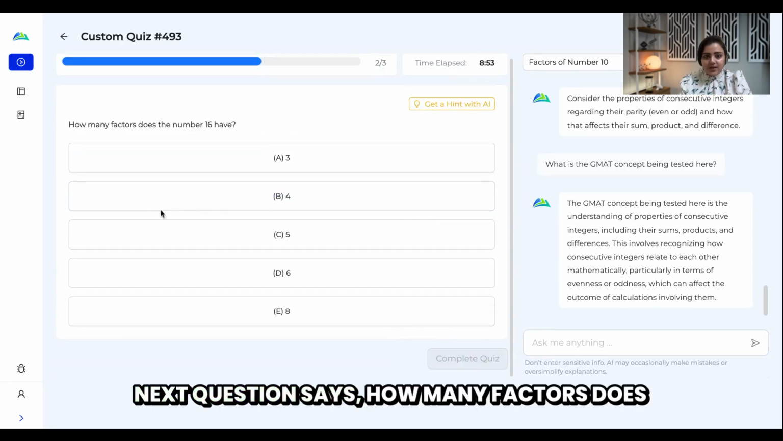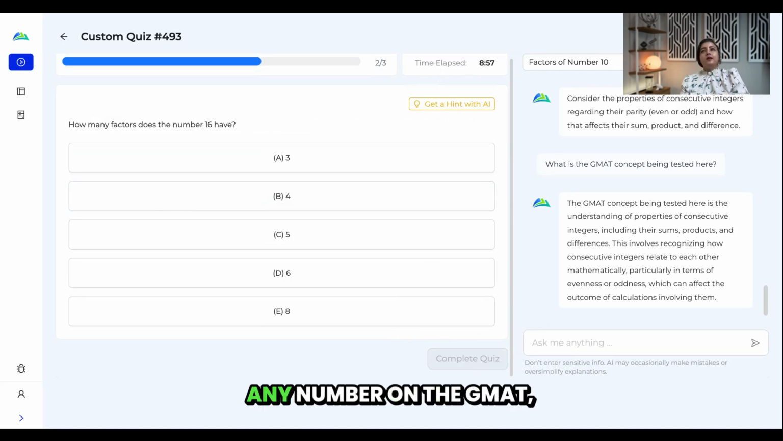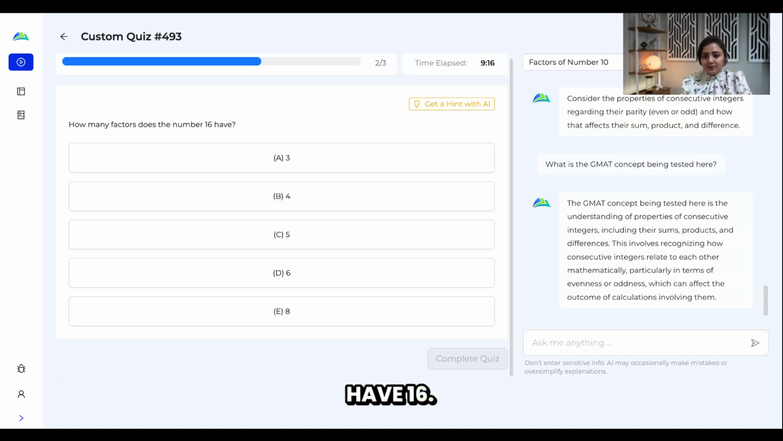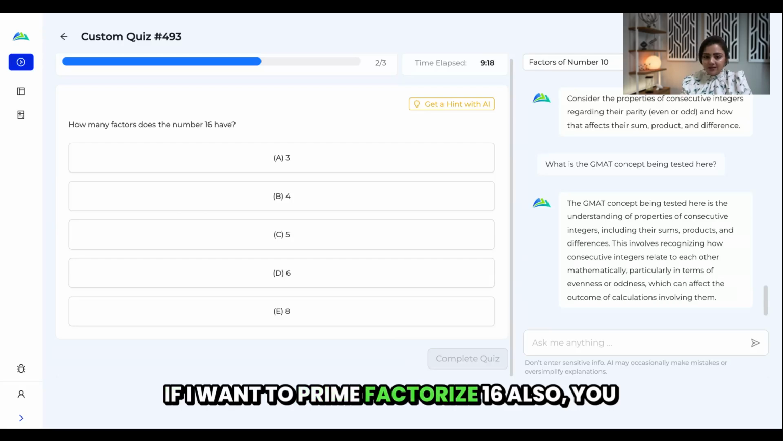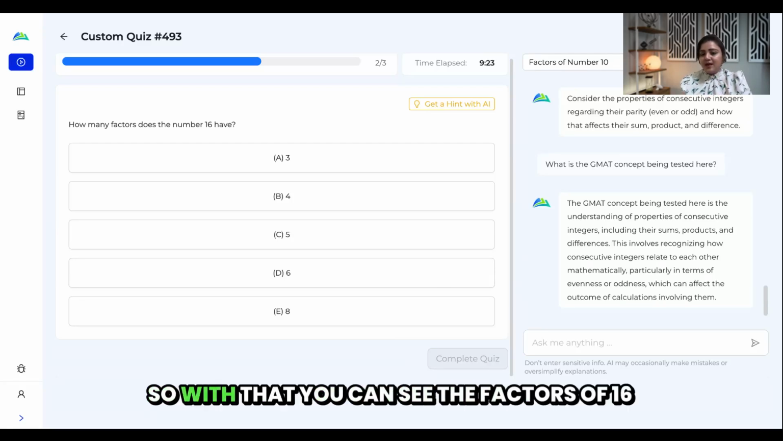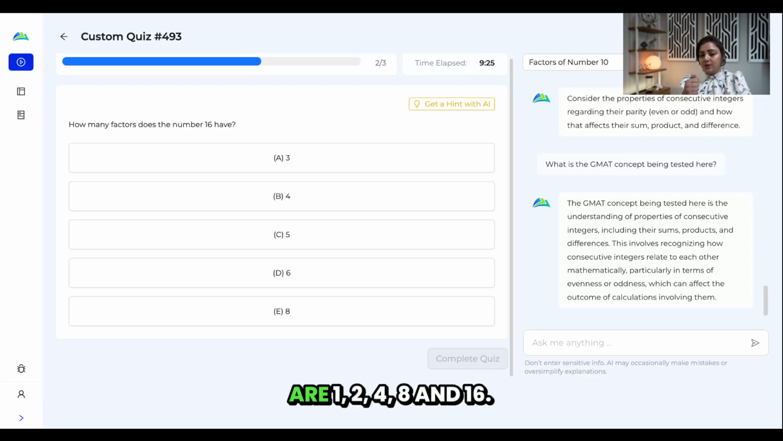Next question says, how many factors does number 16 have? Any number on the GMAT, the smallest factor is 1, the largest is the number itself. So what are the factors of 16? I have 1, I have 2, I have 4, I have 8, I have 16. If I want to prime factorize 16 also, you would see 2, 2, 2 and 2. So with that, you can see the factors of 16 are 1, 2, 4, 8 and 16. 5 factors, I'm going to mark 5.